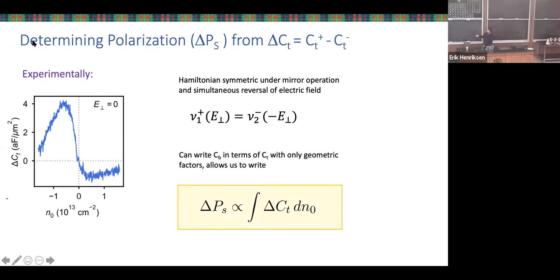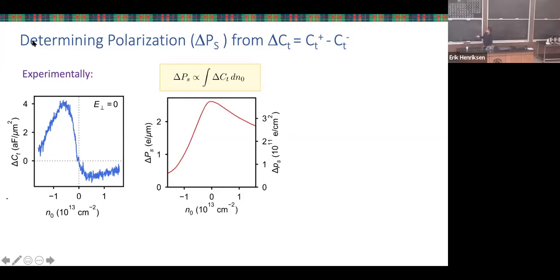Okay, and this is the punchline, which is that the polarization is equal to the difference in forward and back capacitances integrated over the density. Okay, so we sort of knew this from the beginning, right? Which is that the polarization is going to be 0 at large densities, and it's going to be sort of maximum in the middle. And so that tells you that basically that has to be an integration, right? That the polarization is going to be maximum when the system is full of holes or full of electrons, right? At charge neutrality here.